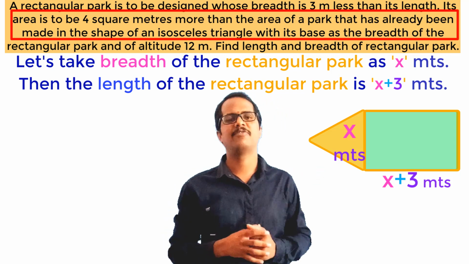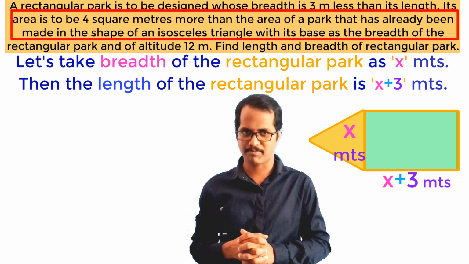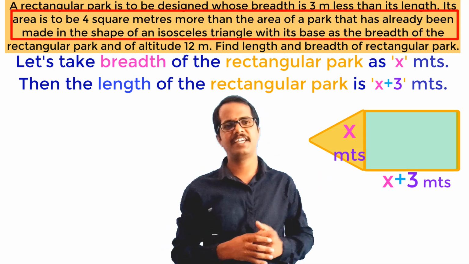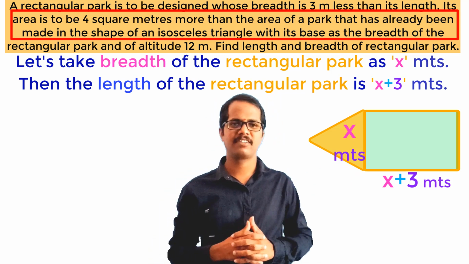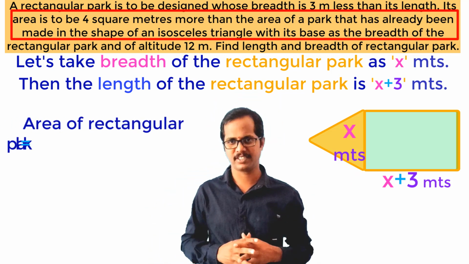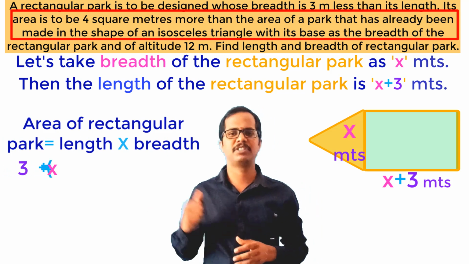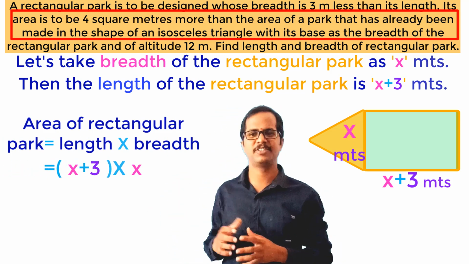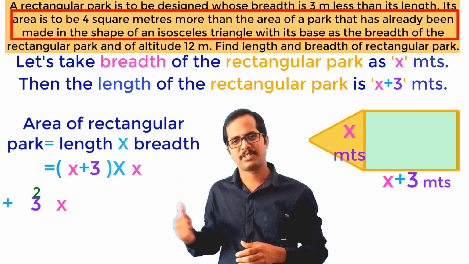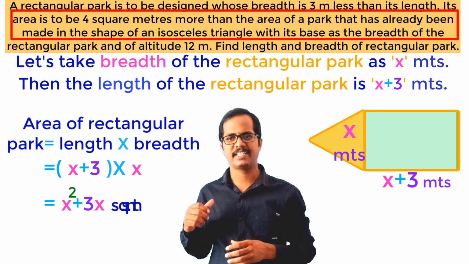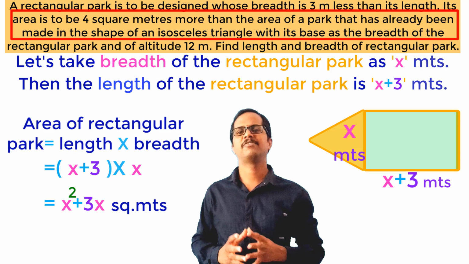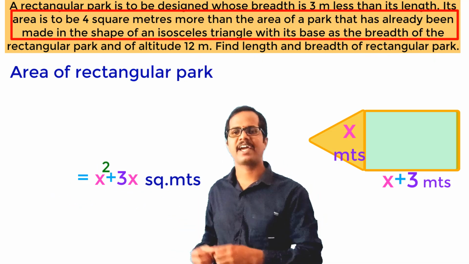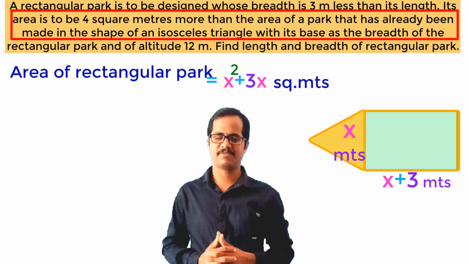Now we already have the length and width of the rectangular park. So let us find out the area of this rectangular park. What is the area of a rectangular park? It is length into width. Here the length is x plus 3 and the width is x. So by multiplying x plus 3 into x, we get x square plus 3x square meters as the area of the rectangular park. So now we have the area of the rectangular park as x square plus 3x.